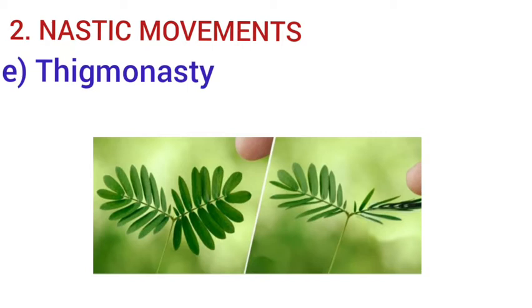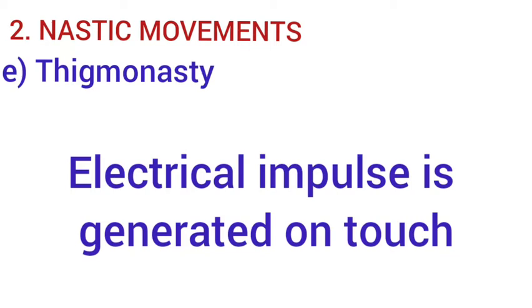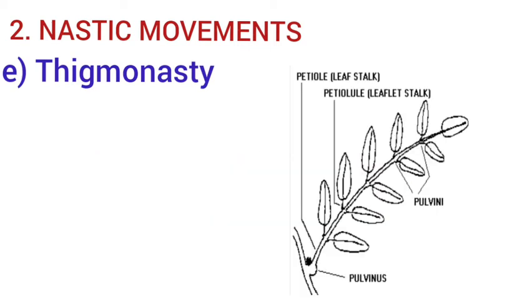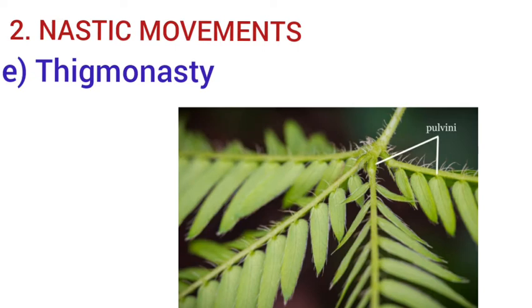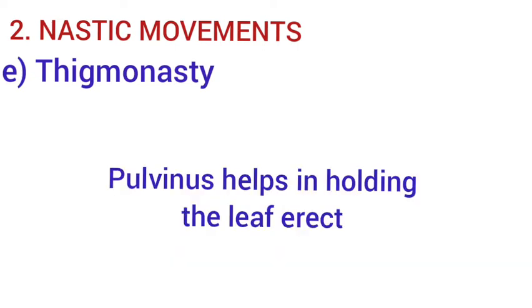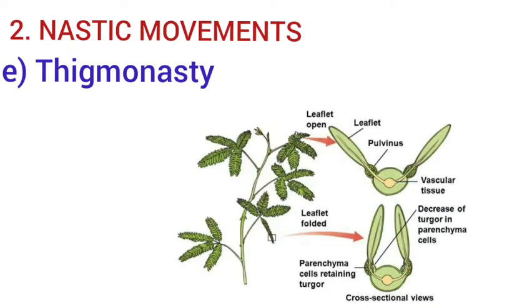When we touch the leaves, an action potential, that is, an electrical impulse, is generated. At the base of the leaves, there are pad-like swellings called pulvini. Pulvini help to hold the leaf erect. Here the cells contain a lot of water, and water pressure pushes against the cell wall, creating what is called turgor pressure. So the cell is rigid, and thereby the leaf is also erect.